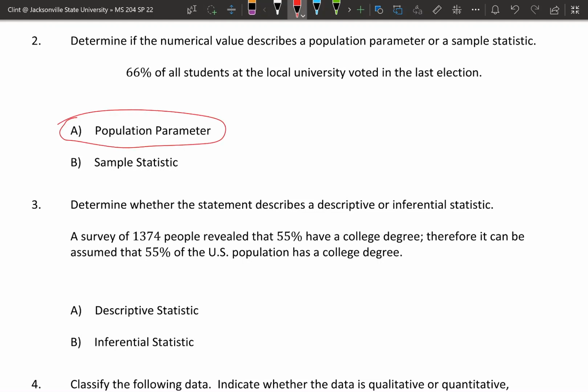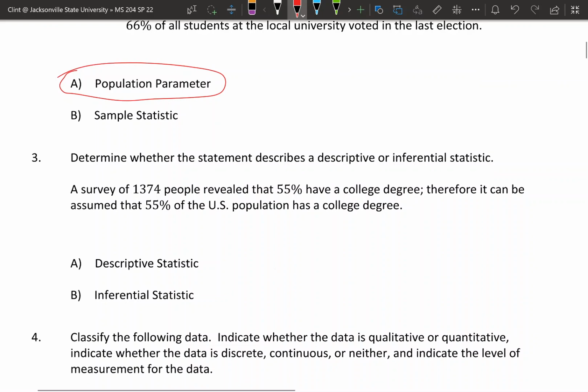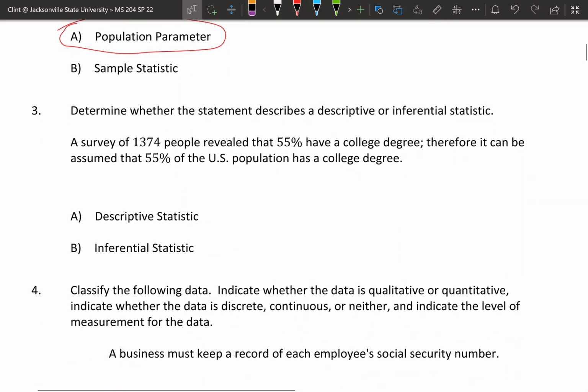In order to be a sample statistic, we'd have to have something about a sample in there, like 40 students were surveyed, something like that. And then 66% of those in the survey voted in the last election. The population parameter, though. Number three, we want to decide if we've got a descriptive or an inferential statistic.